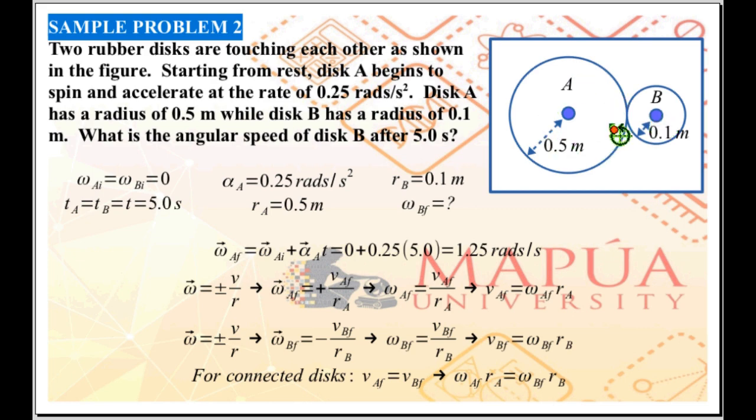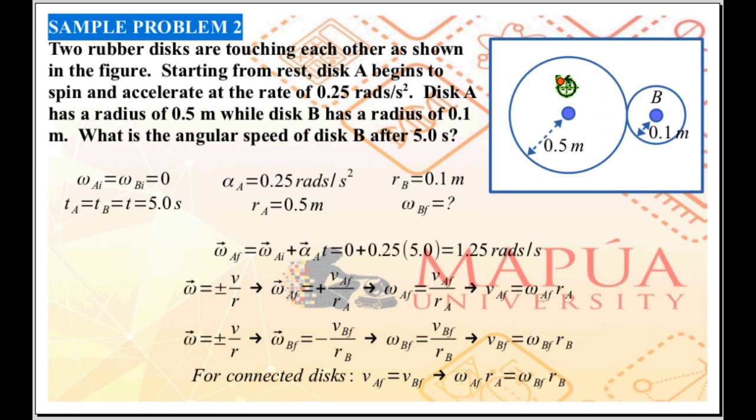But focusing on disk A, it is accelerating at the rate of 0.25 radians per second squared. No specific direction for the motion of disk A is provided by the problem. Since no direction is provided, we are free to assume the direction of the motion. There's no sense introducing a negative sign into the analysis when we can avoid it. So let's choose positive direction. Let's assume that disk A is moving in the positive direction.